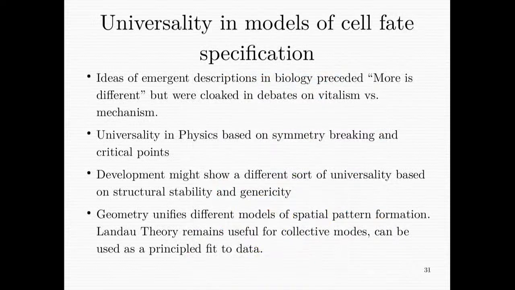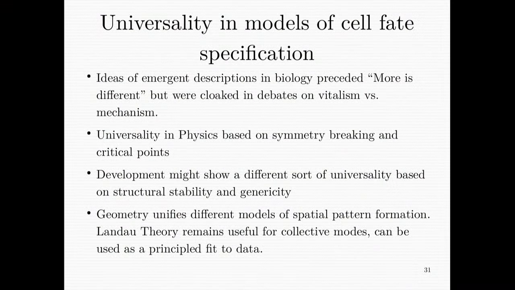Okay, so I'm going to end here, and I'm just going to end on a slight discussion about how we are thinking about universality in models of self-age specification. In physics, these ideas of emergent descriptions have a long history, and there's a whole beautiful mathematical structure of the renormalization group for why you should get emergent models or effective field theories. But universality in physics is usually based on arguments of symmetry breaking. They're usually based on arguments of critical points.